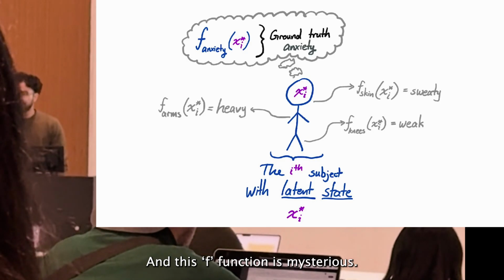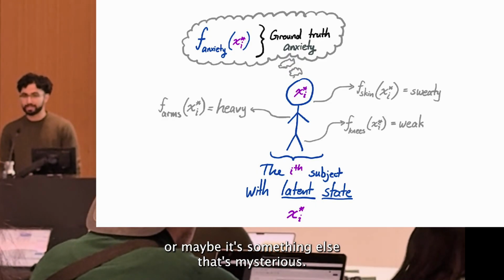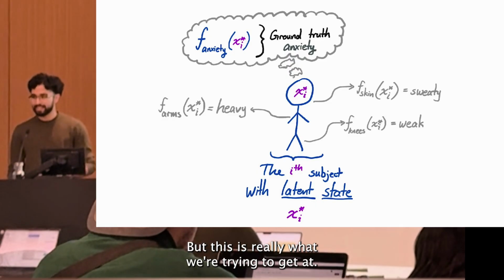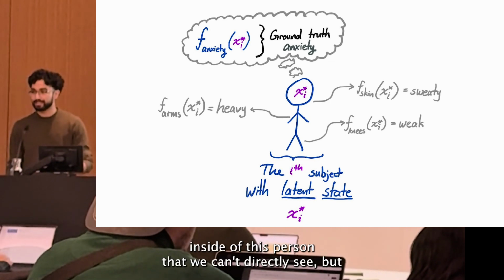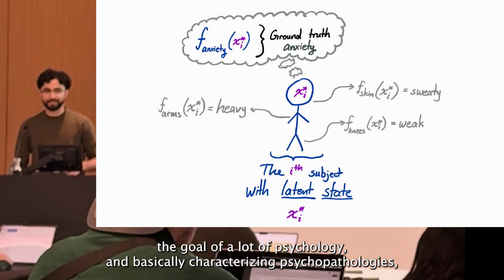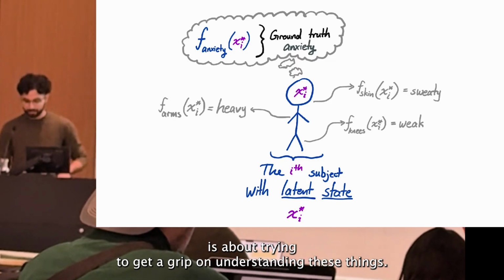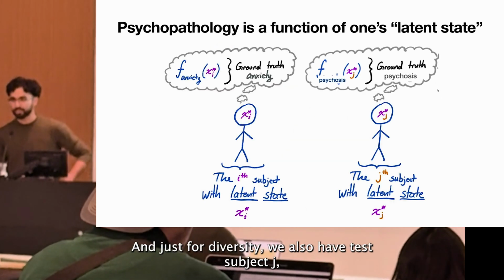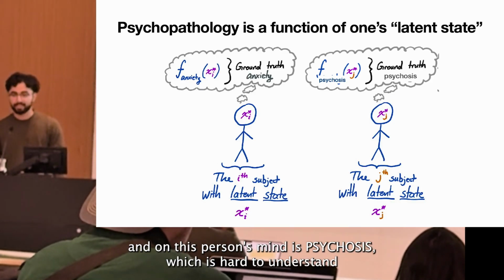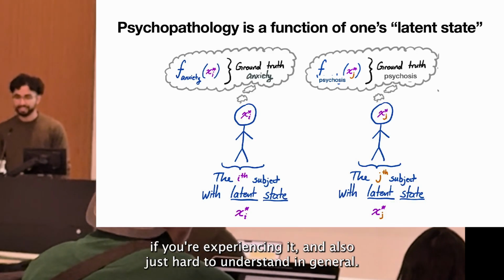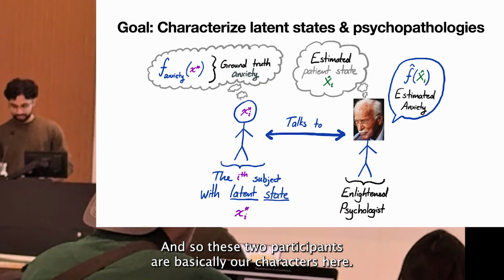And this F function is mysterious. Maybe the output is a scalar, maybe the output is a vector, maybe it's something else that's mysterious. But this is really what we're trying to get at, the idea of all of these internal latent structures inside of this person that we can't directly see. But the goal of a lot of psychology and basically characterizing psychopathologies is about trying to get a grip on understanding these things. And just for diversity, we also have test subject J. And on this person's mind is psychosis, which is hard to understand if you're experiencing it, and also just hard to understand in general. And so these two participants are basically our characters here.